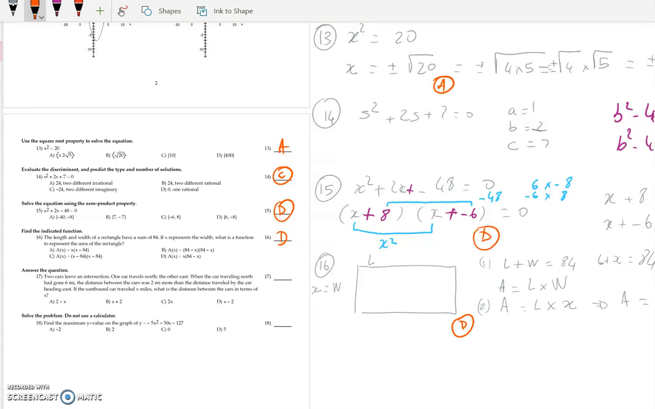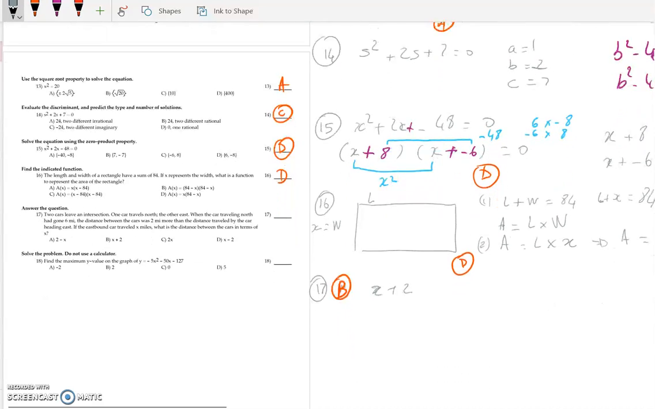When you look at this problem number 17, it's just about how to transform your word problem into a mathematical equation. For problem number 17, the answer is supposed to be B. Why? First of all, because I'm supposed to have X plus 2 as the distance between the cars in terms of X. I encourage you to represent the problem by drawing it, and you will see why the answer is B. If you have any question, you can always ask me in class.